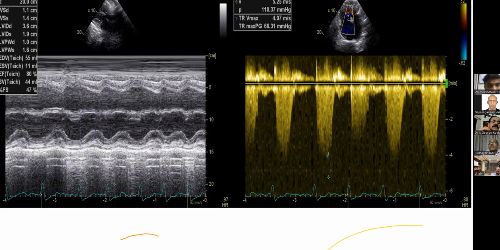PH and RV function is normal. Wait. When does that happen, paradoxical septal motion? It happens during the diastole. No, paradoxical motion is occurring both in systole and diastole. It occurs both in systole and diastole. Usually it's a sign of RV volume overload.